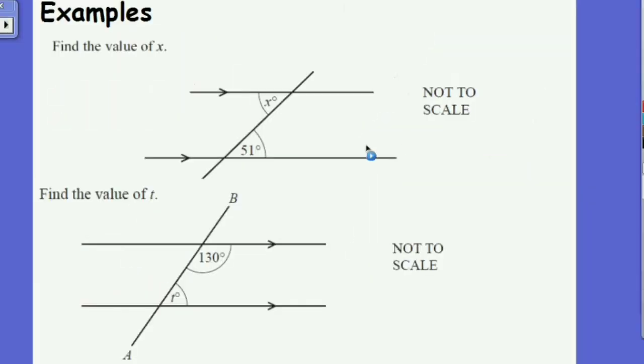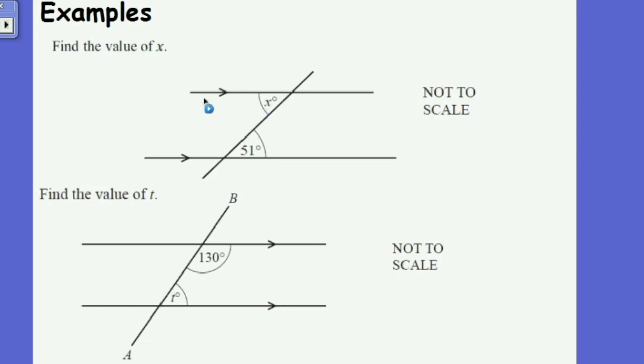Now look, the first example is related to parallel lines. You can see a figure having 2 angles. We want to calculate one angle. The first one is already given, 51 degrees. What about this unknown angle X? Here it is already mentioned not to scale, so you can't use a protractor to measure this angle. Now find the value of X.